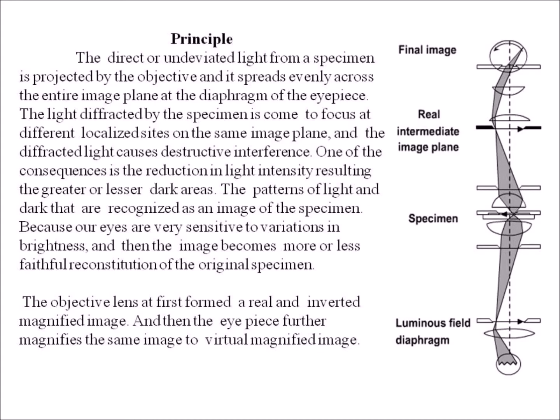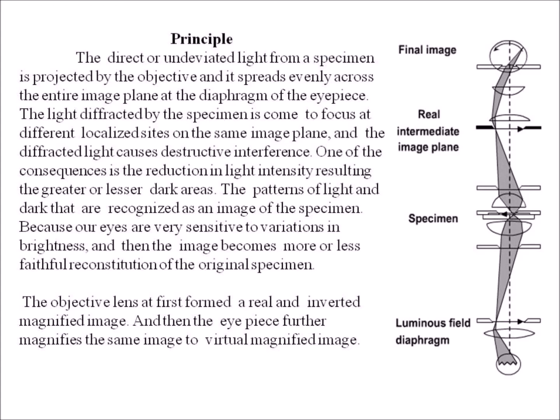Here is the principle of the compound microscope. When a direct beam of light from a specimen is projected by the objective and spreads evenly across the entire image plane at the diaphragm of the eyepiece, the light diffracted by the specimen comes to focus at different localized sites on the same image plane, and the diffracted light causes destructive interference. One of the consequences is the reduction in light intensity, resulting in greater or lesser dark areas.